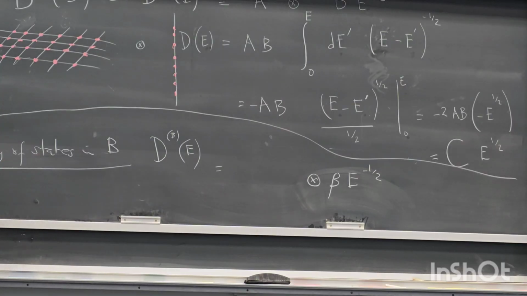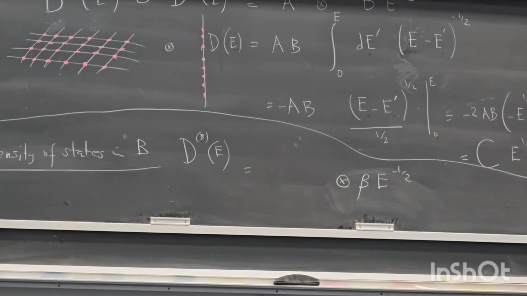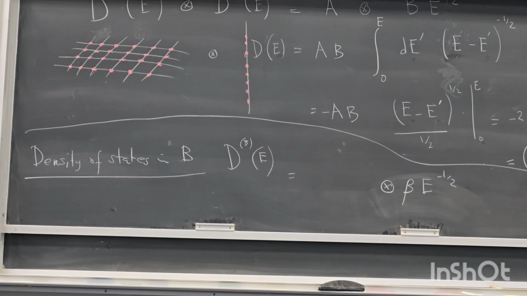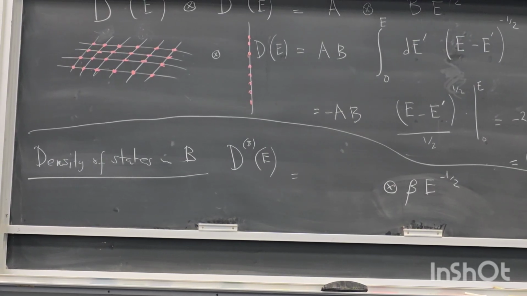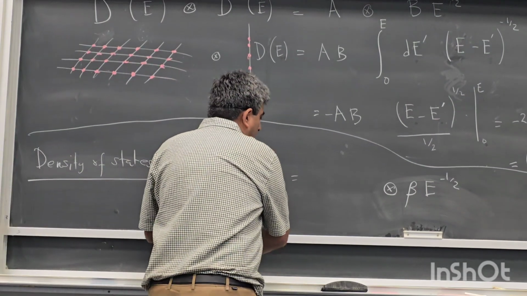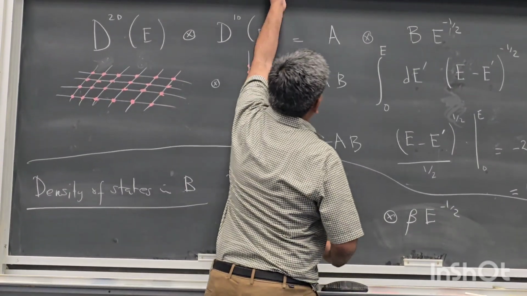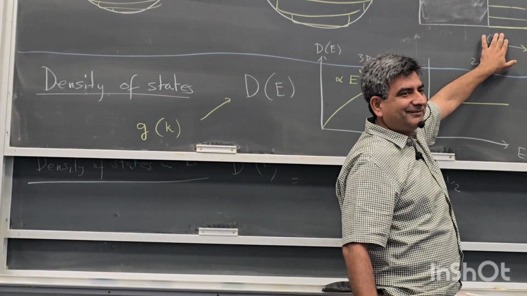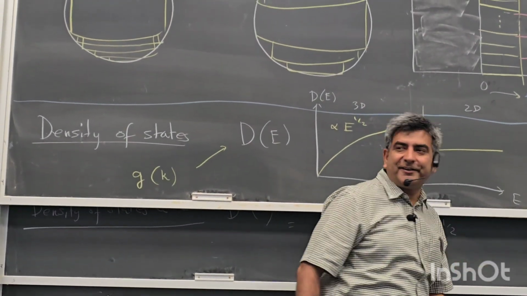Now what about the 2-dimensional density of states? What should I write for the 2-dimensional density of states? What does it look like? And the answer actually lies here, and it lies here as well.